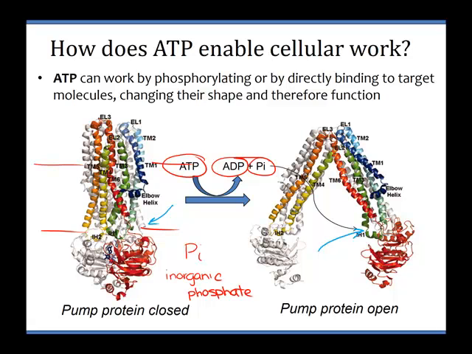And that phosphate will cause the protein to change shape. And because we changed the shape, we changed the function. And that protein pump goes from closed to open. Now it will pump molecules through the cell membrane.